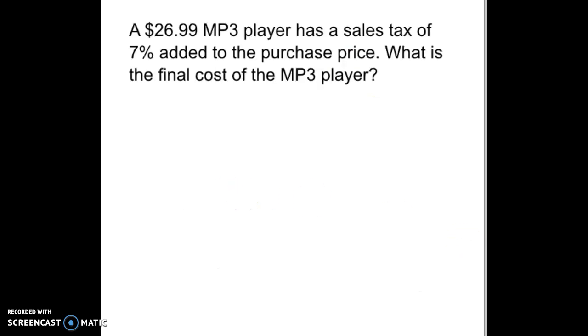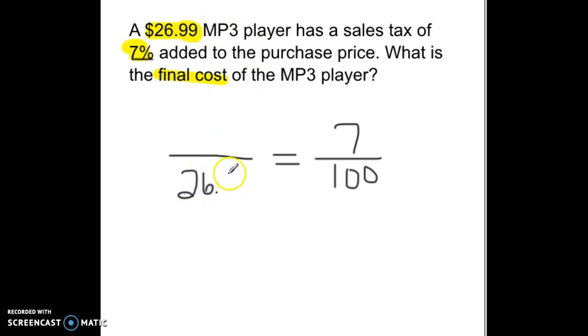Okay, our next problem is a little bit different, but we're going to work it exactly the same way. The price of an MP3 player is $26.99 and it has a sales tax of 7% to be added to the purchase. What is the final cost? So on this one, like I always say, we know this 100 is right here. It never changes. And our 7% sales tax goes in the numerator because it's always percent over the 100. Let's look at our other side. $26.99 is the original cost of our MP3 player.